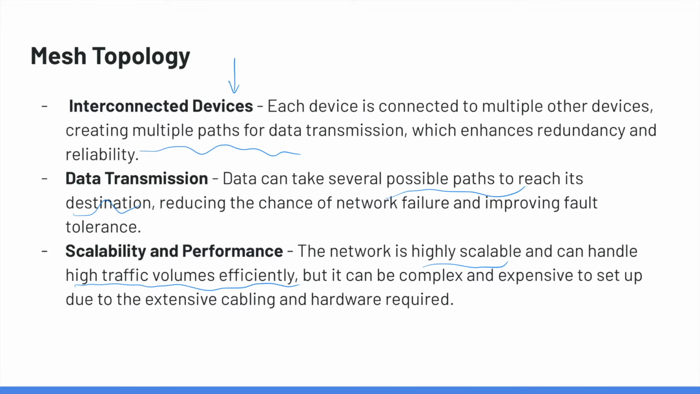One downside, though, is that mesh networks can be complex and expensive to set up because of the extensive cabling and hardware required. So more cabling, more connections means potentially, first of all, more wire, which is expensive, and potentially more hardware devices or network devices.